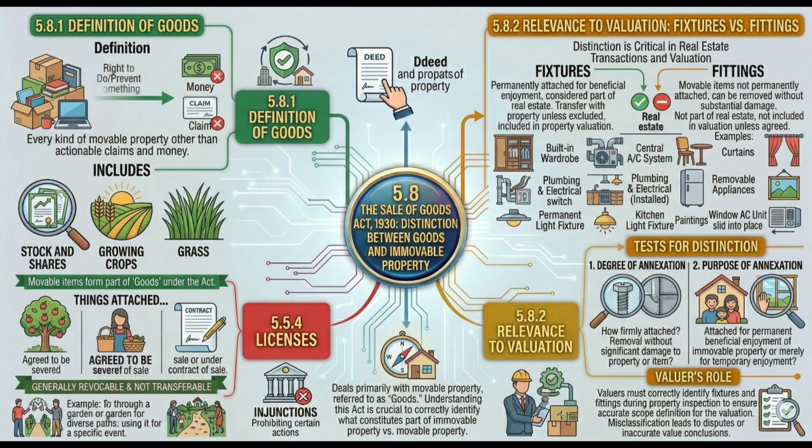So mistaken classification can affect valuation? Very significantly. If valuer wrongly includes fittings as fixtures, value gets overstated. If excludes fixtures, value gets understated. So accuracy in inspection becomes critical. Yes, valuer must carefully identify what is part of property, what is separate. Also check agreement between buyer and seller. Sometimes fittings are included by contract.